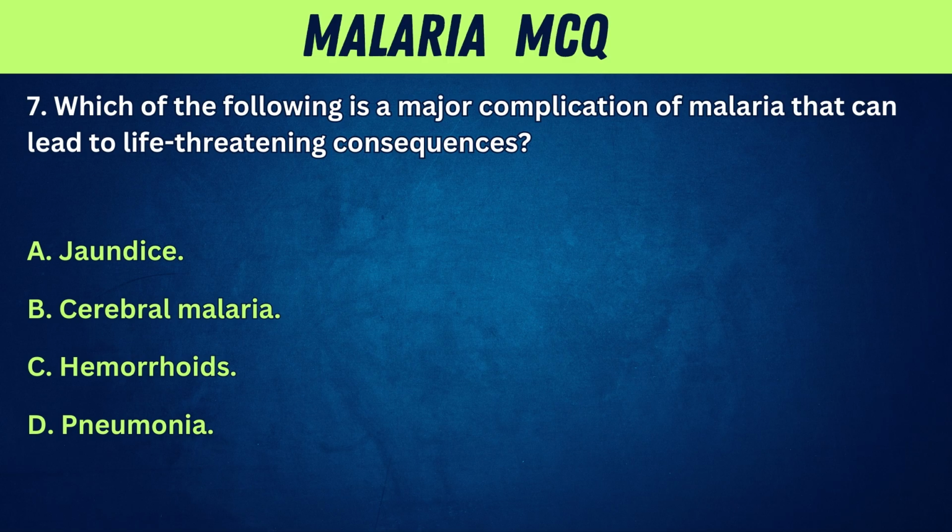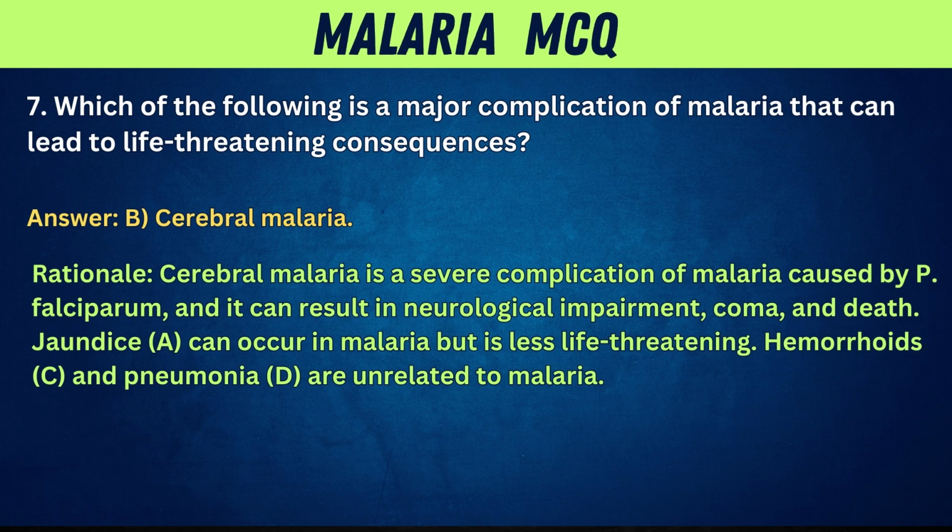7. Which of the following is a major complication of malaria that can lead to life-threatening consequences? A. Jaundice. B. Cerebral malaria. C. Hemorrhoids. D. Pneumonia. Answer: B. Cerebral malaria. Rationale: cerebral malaria is a severe complication of malaria caused by P. falciparum, and it can result in neurological impairment, coma, and death. Jaundice, A, can occur in malaria, but is less life-threatening. Hemorrhoids, C, and pneumonia, D, are unrelated to malaria.